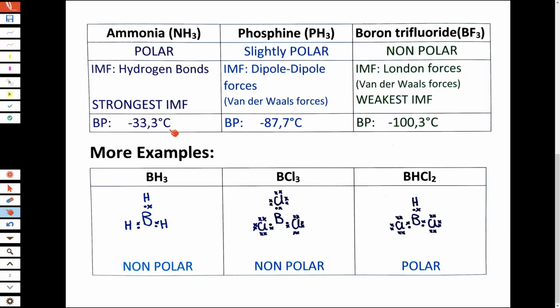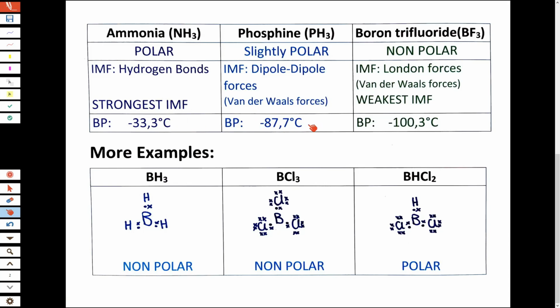The boiling points are going to be affected by the strength of the intermolecular force. So the compound of the 3 that we're comparing, ammonia, which has the strongest intermolecular force, will have the highest boiling point. Ammonia will go from the liquid phase to the gas phase at negative 33.3 degrees Celsius. So it's a gas at room temperature.